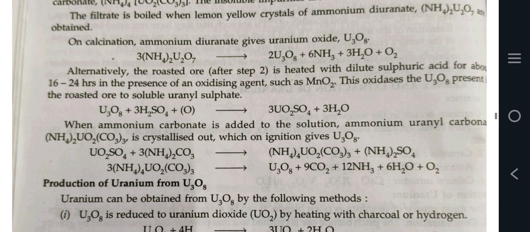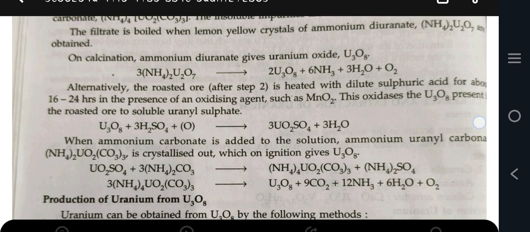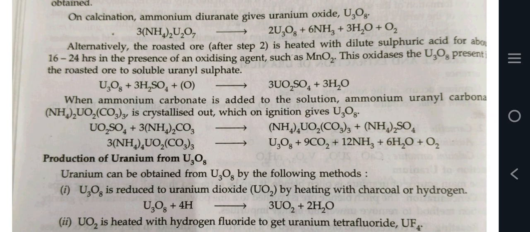Alternatively, the roasted ore after step 2 is heated with dilute sulfuric acid for about 6 to 24 hours in the presence of an oxidizing agent such as MnO2. This oxidizes the U3O8 present in the roasted ore to the soluble uranyl sulfate. When ammonium carbonate is added to the solution, ammonium uranyl carbonate, (NH4)4[UO2(CO3)3], is crystallized out, which on ignition gives U3O8.